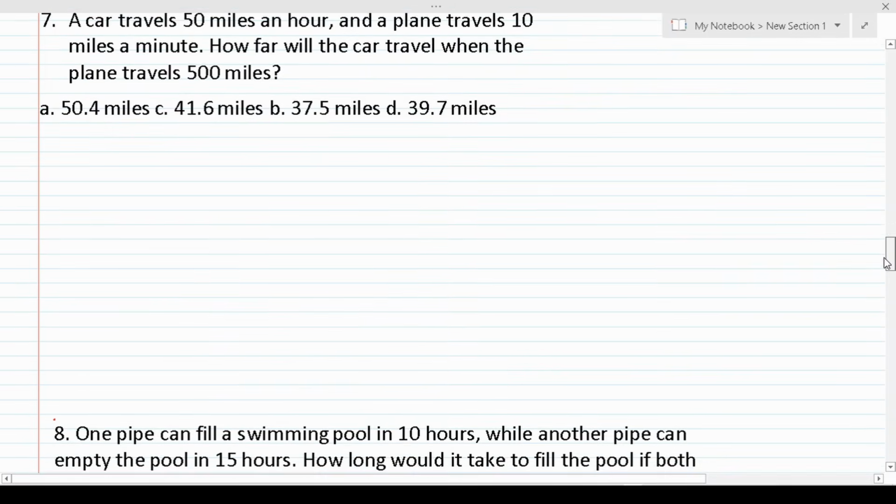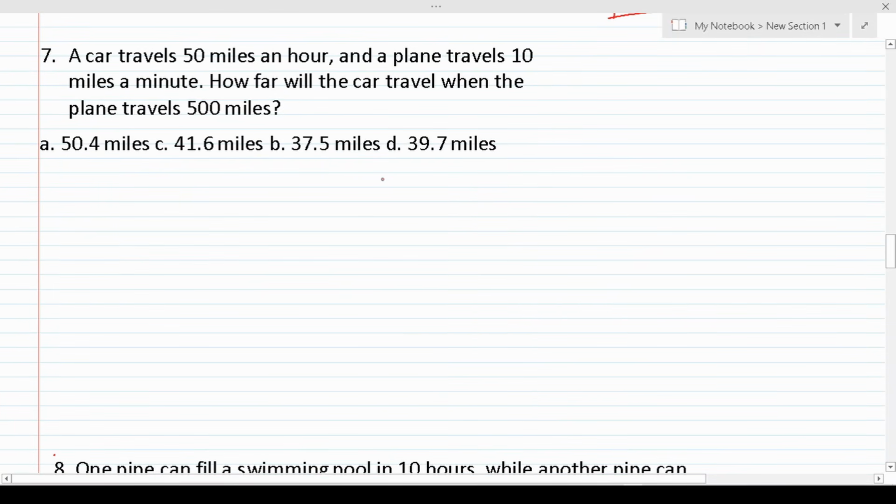All right, let's move on to number 7. Number 7 says a car travels 50 miles an hour and a plane travels 10 miles a minute. How far will the car travel when the plane travels 500 miles? Okay, so pretty challenging problem here.